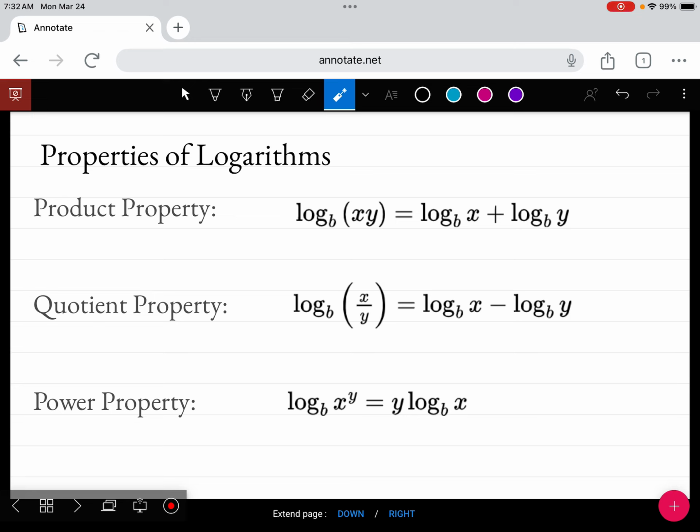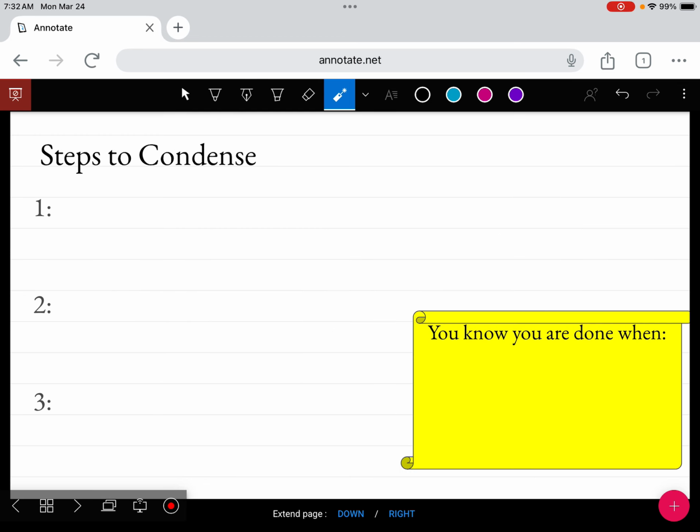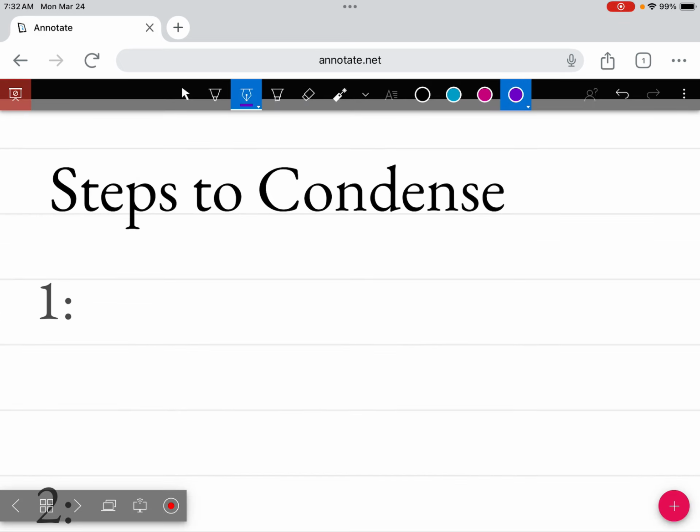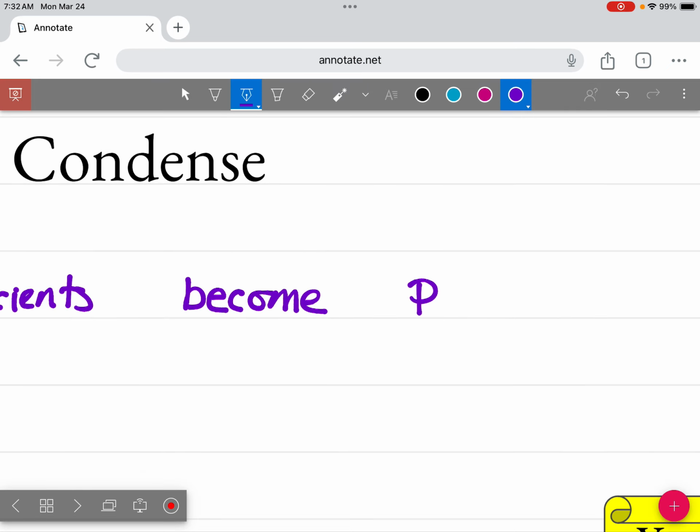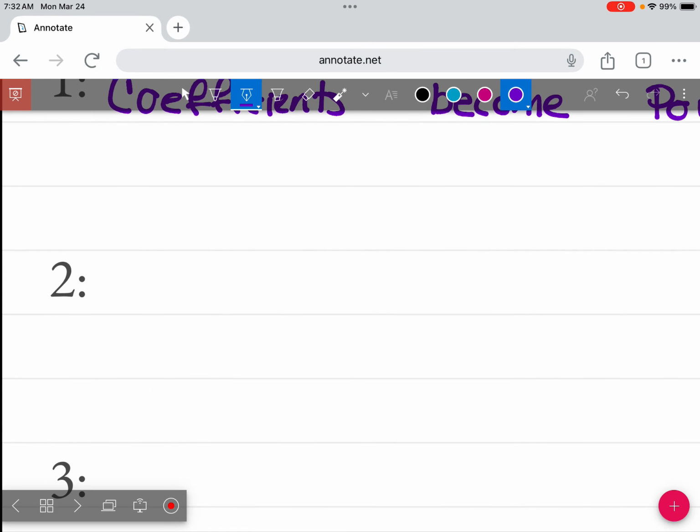And when we're looking to condense, when we're looking to make things smaller, we're just going to work in the opposite direction. So our steps to condense, to make it smaller: our very first step is that our coefficients become powers. Then we're going to do that addition becomes multiplication.